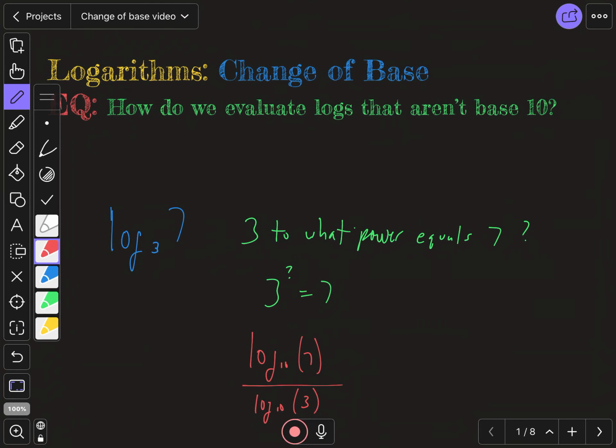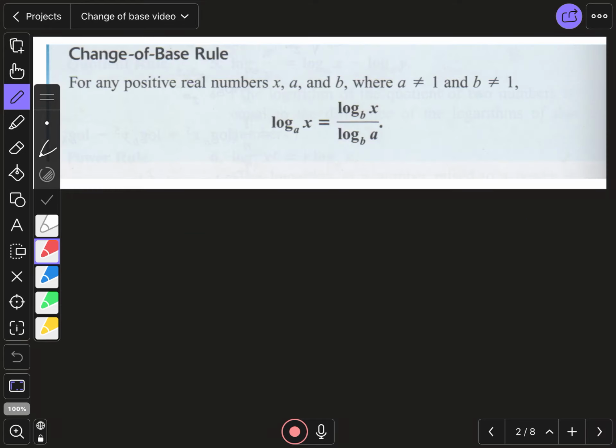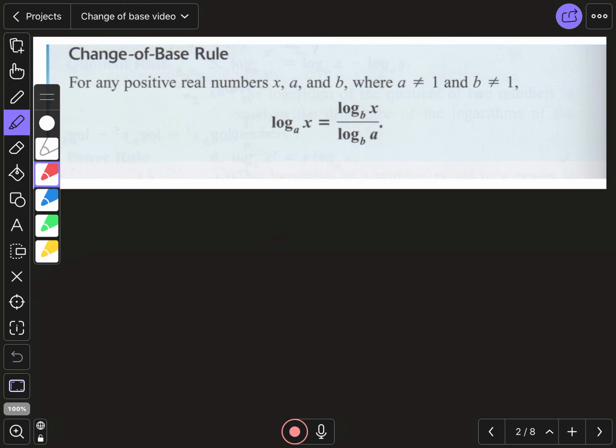So I'm going to formalize that with you. This is called the change of base rule. It says for any positive numbers x, a, and b, where a and b are not 1. We're saying that this value here cannot be 1. So when I said log base 3, we can't take log base 1, and then we can change it to any number we want, just as long as that number is not 1. So those b values can also not be 1.